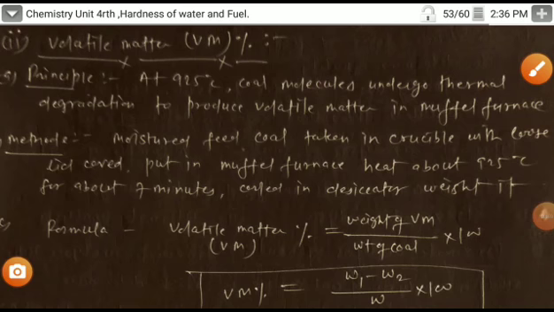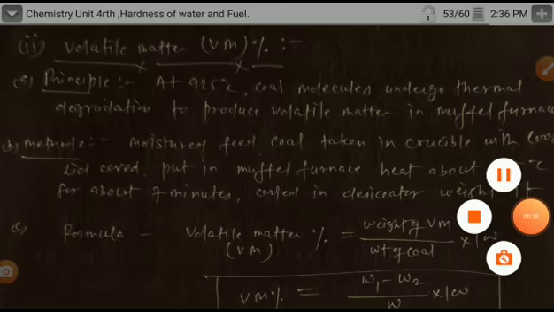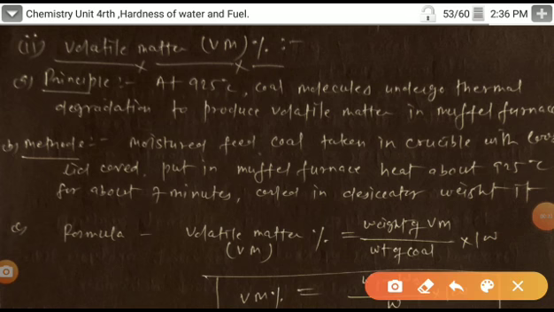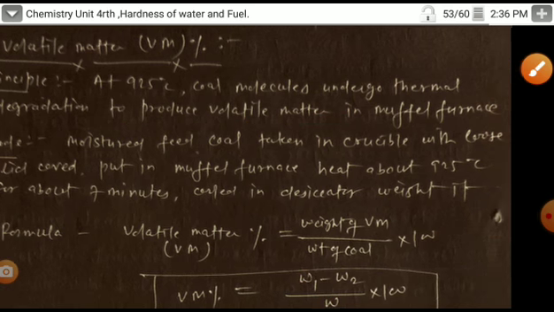So, volatile material. What is the basic principle of the volatile material that you have to determine by the proximate analysis of the coal? Up to a temperature of 925 degrees centigrade, you have to heat the moisture-free coal sample in the muffle furnace. The coal molecules undergo thermal degradation, and the volatile matter produced is removed easily from the muffle furnace.